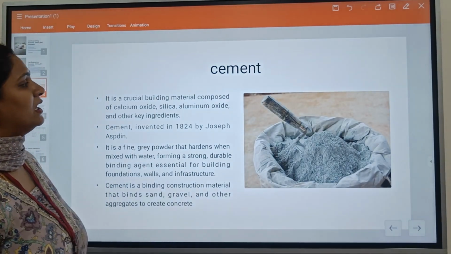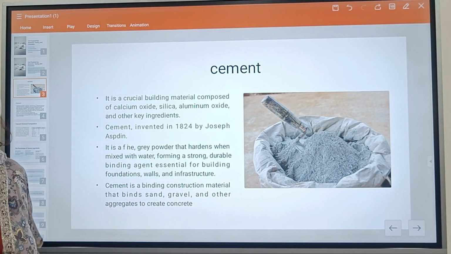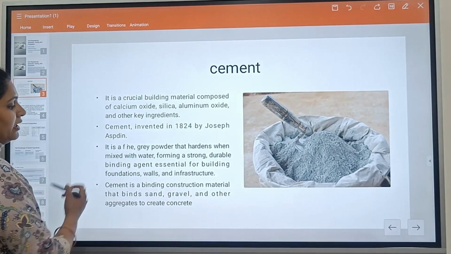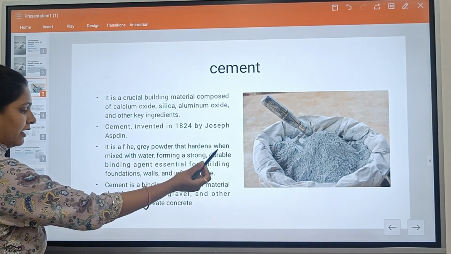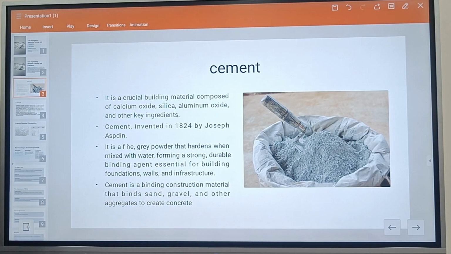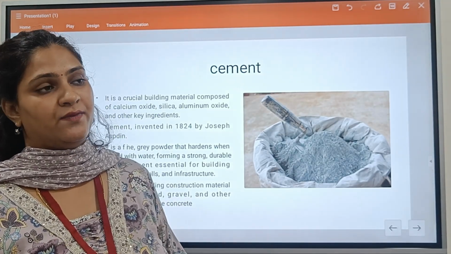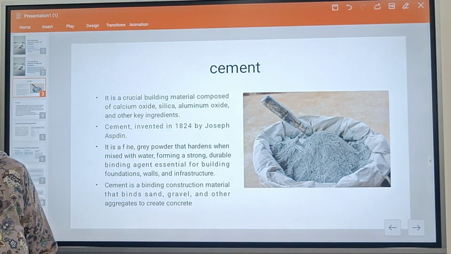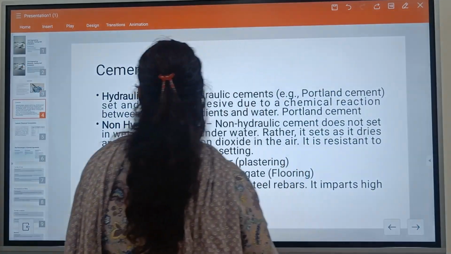Today we are going to start with cement. Basically, cement is a building material. It was invented in 1824 by Joseph Aspdin. It is a fine grey powder that hardens when mixed with water. Cement has cohesive and adhesive properties. It is a binding material, used to bind cement, sand and gravel to make concrete.